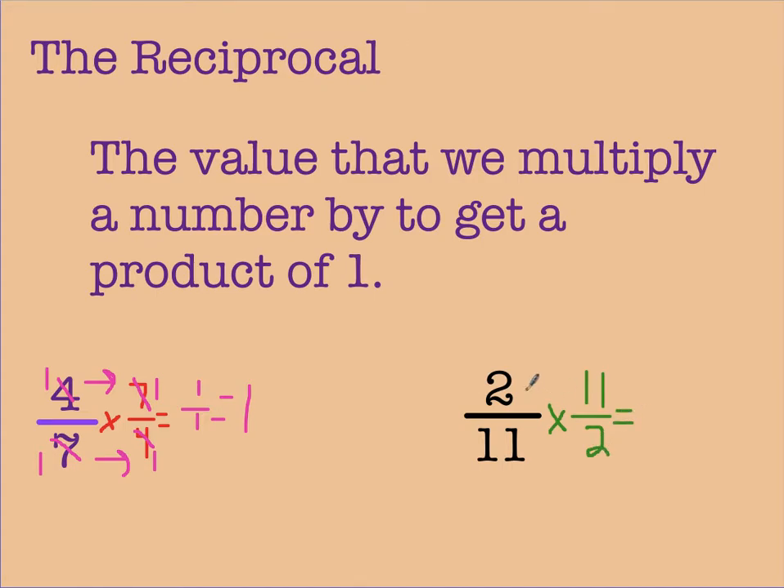Let's try this one, but we're going to reduce at the end instead. 2 times 11 is 22. Multiply straight across. 11 times 2 is 22. Now when I simplify this, 22 over 22 is just 1.